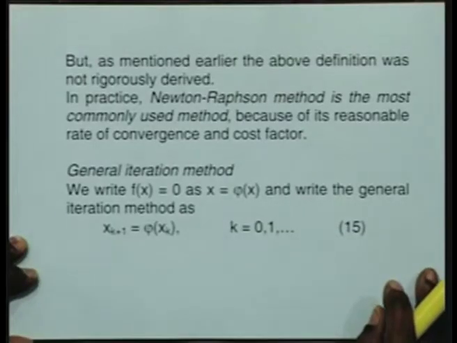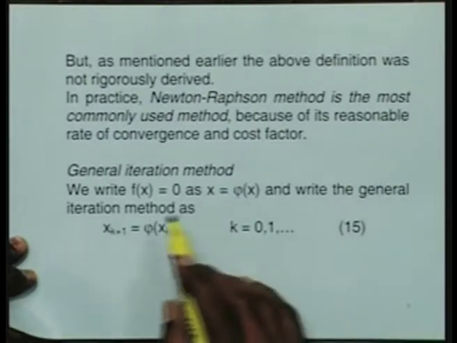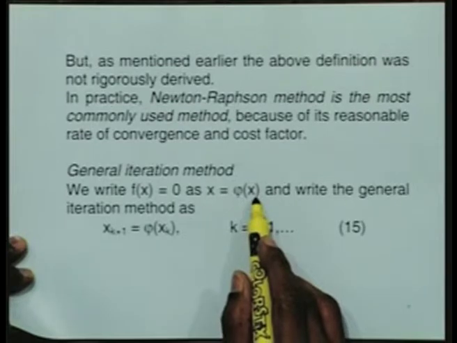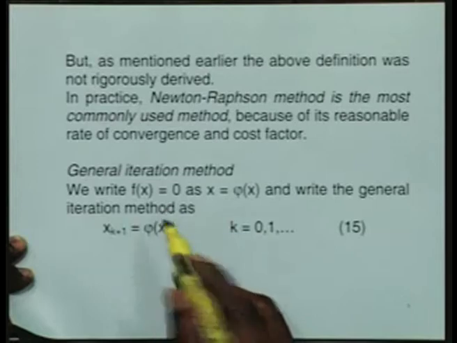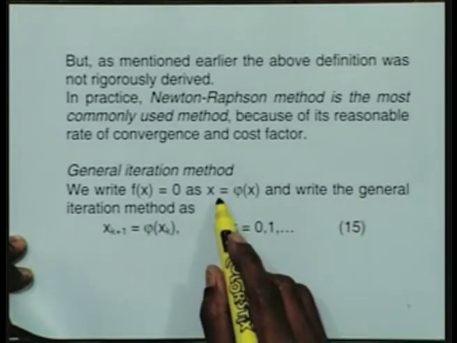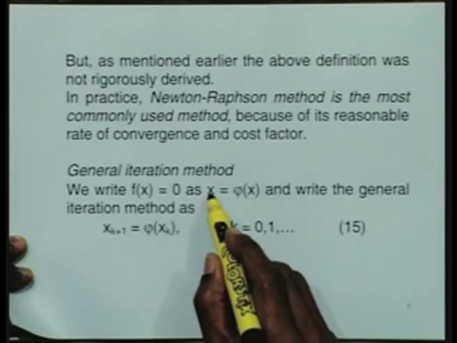Now, there is yet another concept of defining a numerical method for obtaining the simple root of an equation, and that is called the general iteration method. Here we take the equation f(x) = 0 and solve it as x = phi(x). There can be infinite number of possibilities. Given an equation f(x) = 0, you can write it as x = phi(x). So, anyway you can write down the general method straight away as x_{k+1} = phi(x_k).